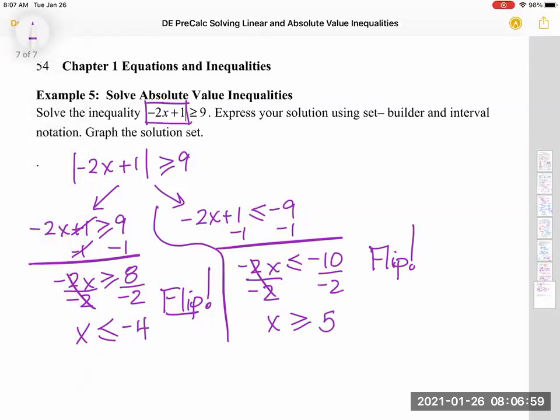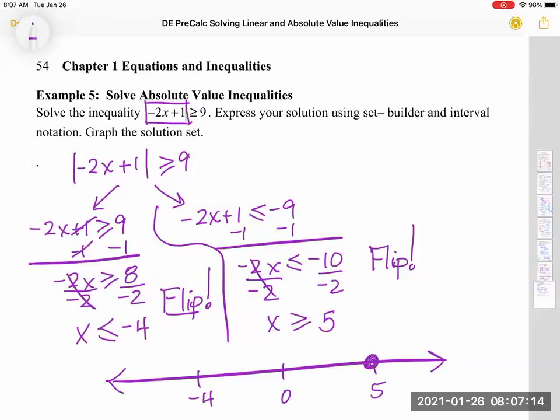All right, so we're going to graph that. When we graph it, we're going to put negative 4 on there, and we're going to put 5 on. So 5 is going to have a closed circle, and so is negative 4, because we have the equal to part. Everything greater than 5 will shade to the right. Everything less than negative 4 will shade to the left.